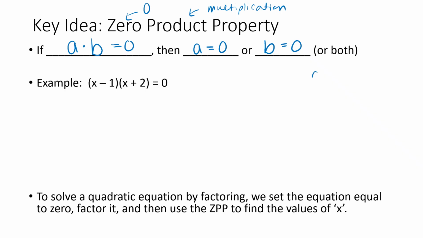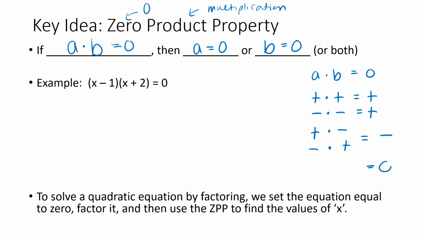Okay, now just to reason that out, because we don't want to just be throwing properties out there willy-nilly. If you have two things multiplied together and you want the product to be zero, well, what if both of them were positive? Then the product would be positive. A positive times a positive is a positive. If both of them were negative, the product would be positive. If you had one of each, in either order, doesn't matter, the product would be negative.